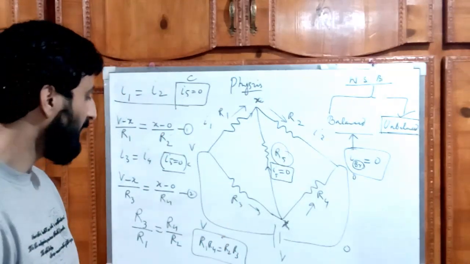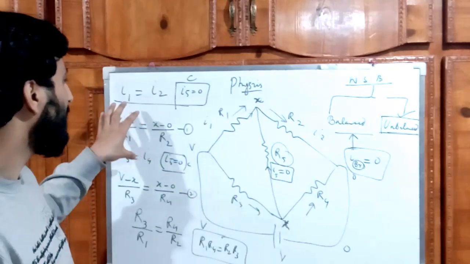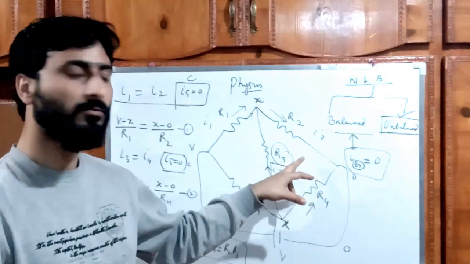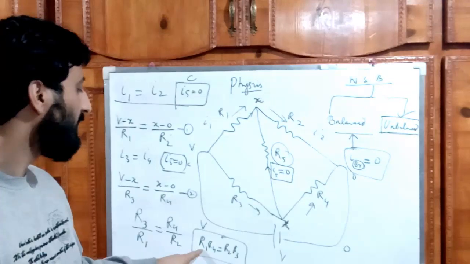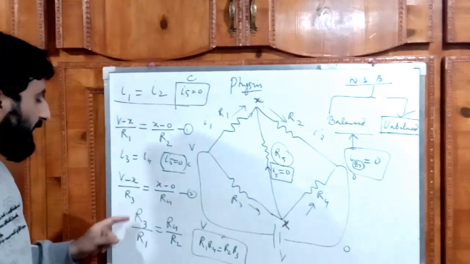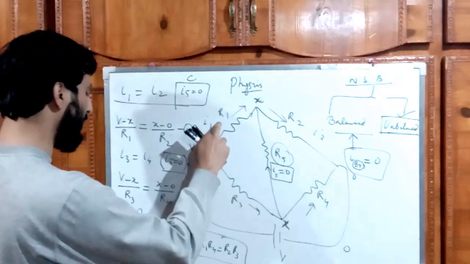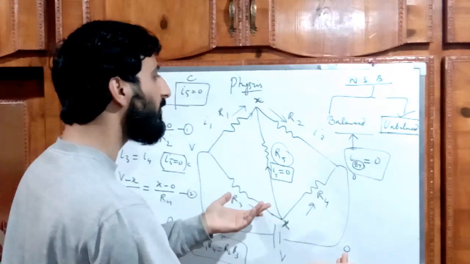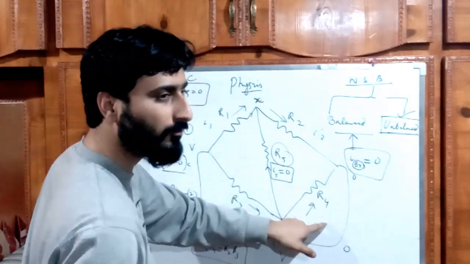Very important. It means, now let's try to understand this. When the current through R5 is 0, this relation is true. It means R3 over R1 will be equal to R4 over R2. It's like this. R3 over R1 will be equal to R4 over R2. Inverse is also fine. That's R1 over R3 will be equal to R2 over R4.